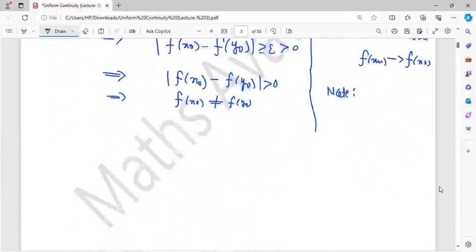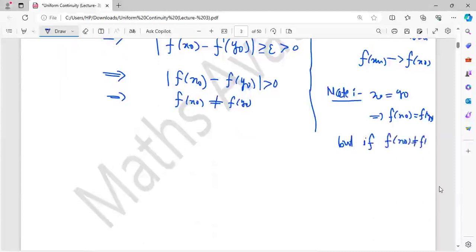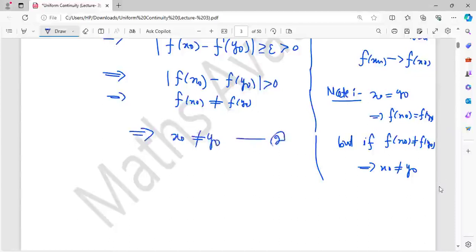Suppose we have a function. If x naught equals y naught, then we imply that f of x naught is equal to f of y naught. But if f of x naught is not equal to f of y naught, what does it mean? It means x naught and y naught cannot be equal. Otherwise, their functional values become equal. So here, it means x naught is not equal to y naught. So we got this equation too.